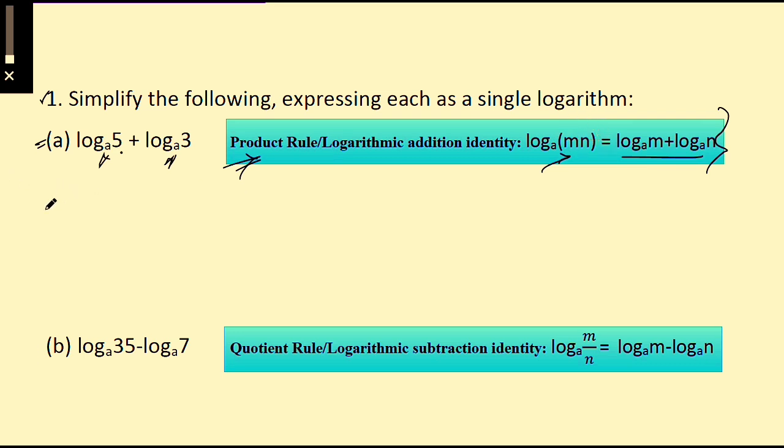So applying the product rule of log, we can write this expression as a single log, like log 5 times 3 to the base of a. Here 5 and 3 both are the arguments of log. So 5 times 3 will be 15. So finally we will have log 15 to the base of a, and this is our final answer.